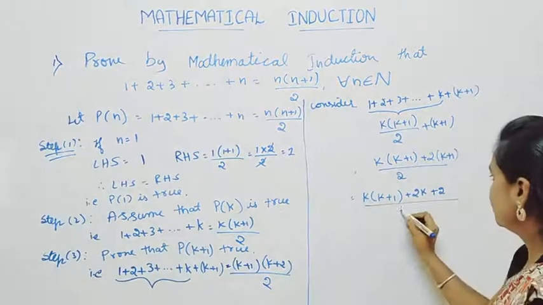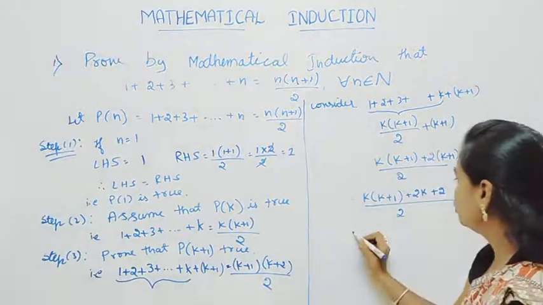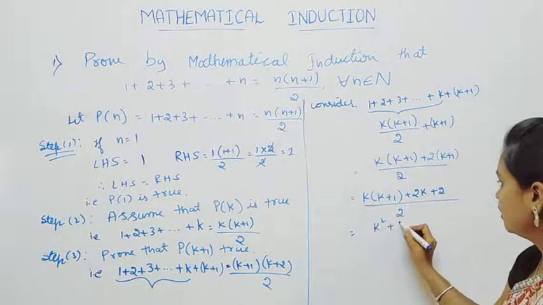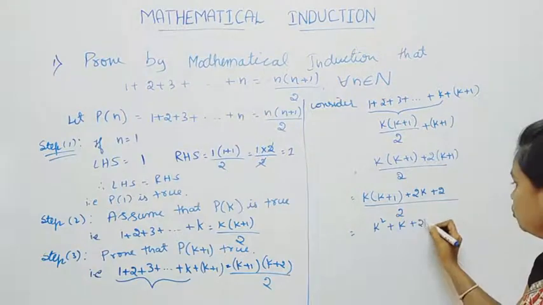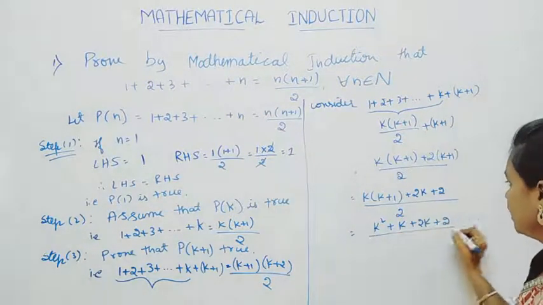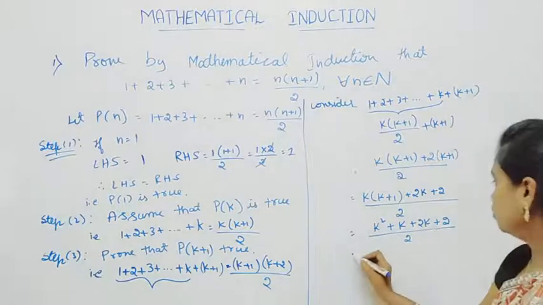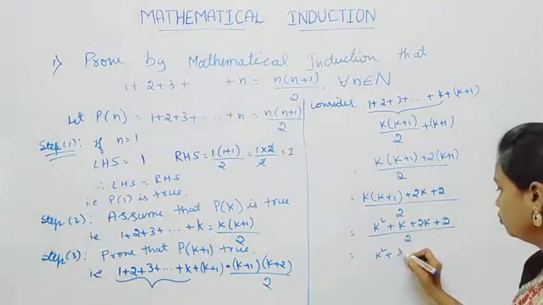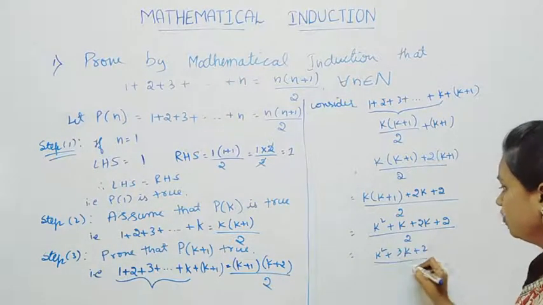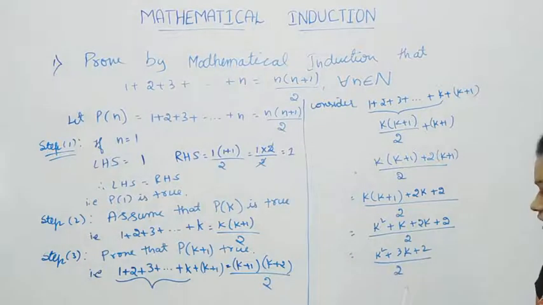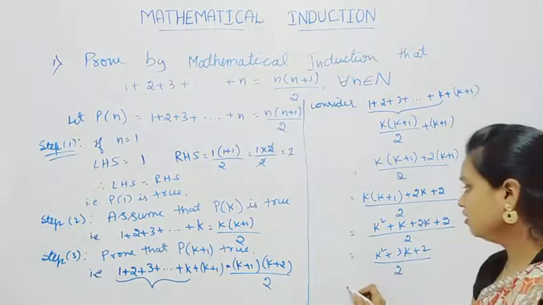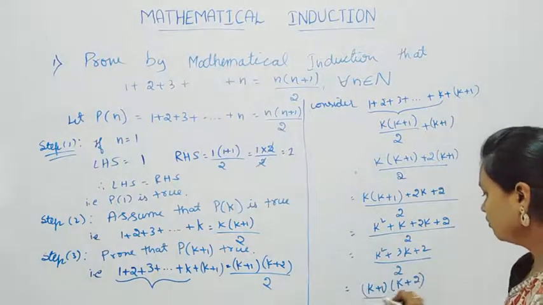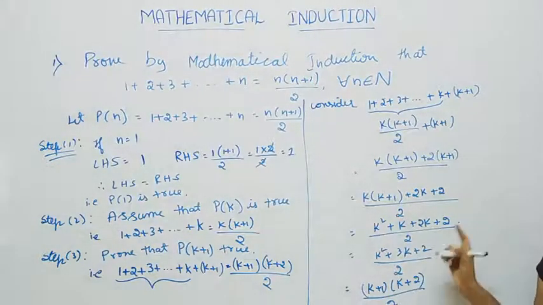Okay, divide by 2. That is equal to k into k square plus k plus 2k plus 2 divided by 2. That is equal to k square plus 2k plus k is 3k plus 2 divided by 2. Okay, now you factorize this one, we get k plus 1 into k plus 2 divided by 2. Understand? This is the third step.